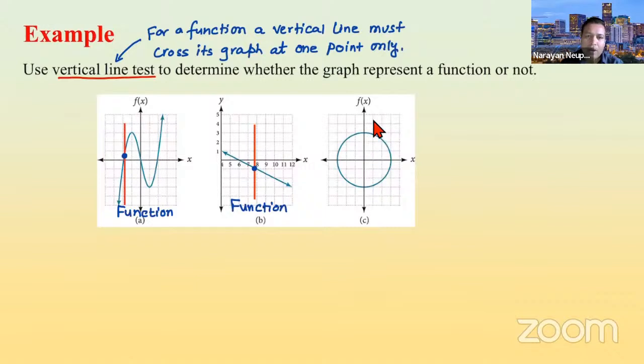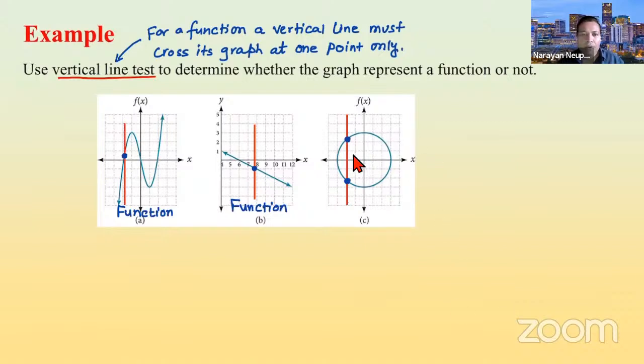Now let's look at the third one here. We have a circle there. If we try to draw the vertical line like that, what you'll see is the vertical line crosses the graph at 2 points. Look at that, right? Here is the 1 point, here is the other one. That means it crosses the graph at 2 different points, more than 1 point.